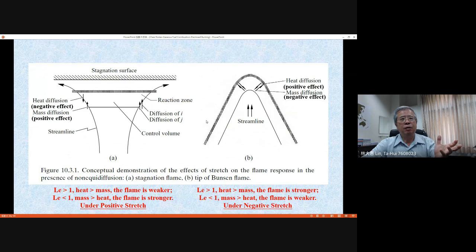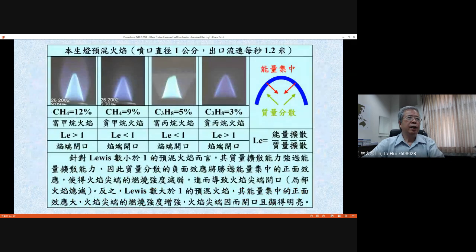Yeah, the basic reason is that in case A, the stagnation point flow is under positive stretch, but in case B, the Bunsen flame is under negative stretch. This is a typical, very nice experimental result. When you look at the experiment, they give you four cases with different concentrations of methane. For the lean case, 9% is lean and 12% is rich. Propane, 5% is rich and 3% is lean.